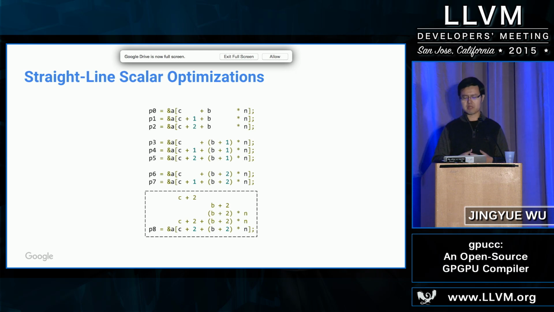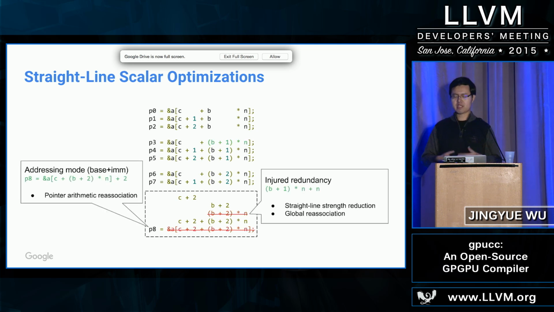And the reason is because the generated code simply naively follows the order in the source code. For example, to compute P8 here, it first computes C plus 2, and then B plus 2, and then times n, and then adds the result, and then finally adds the byte offset to the base address of A, right, taking at least 5 instructions. But if you look closely, there are clearly some missed opportunities.